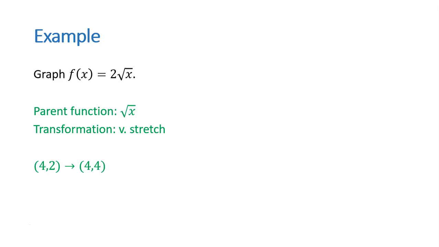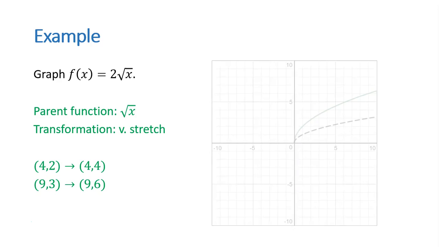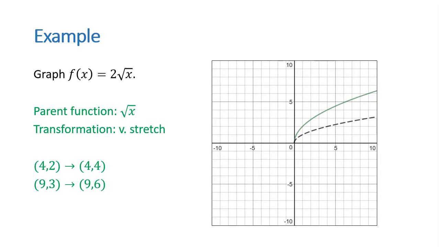Another point that's on the original graph is 9, 3. Well, 9, 3 now becomes 9, 6. The point was originally 3 units away from the x-axis. Now we're double the distance away from the x-axis. We're now at 9, 6. So on our graph, what that looks like is a slightly steeper square root graph. So the original square root graph is in the dotted black, and then our actual graph that we're graphing is the green one. It's stretched vertically.